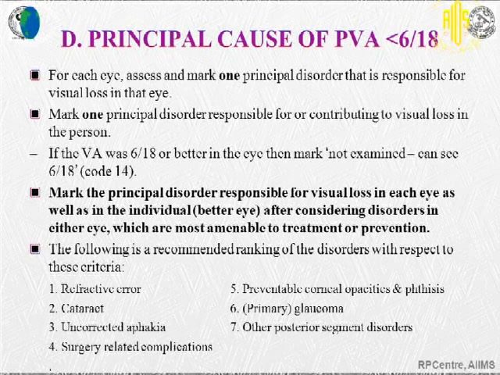And then there are 2 things. One is the principal disorder in the eye and the other is the principal disorder for the person. The principal disorder in each eye has to be marked separately, for the right eye and the left eye. When you decide the principal cause in the person, always consider the better eye. For example, if one eye is PL negative and the other eye is 6/18, then please mark option 14, not examined, can see 6/18, because the person is actually not blind. The better eye has 6/18 vision. So always consider the better eye when marking the principal cause in the person.